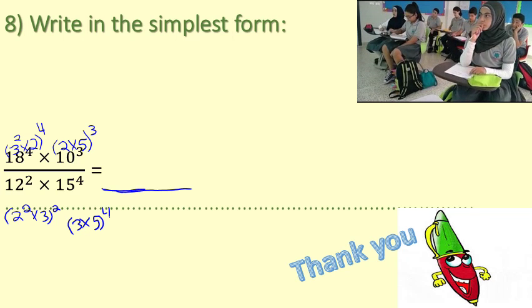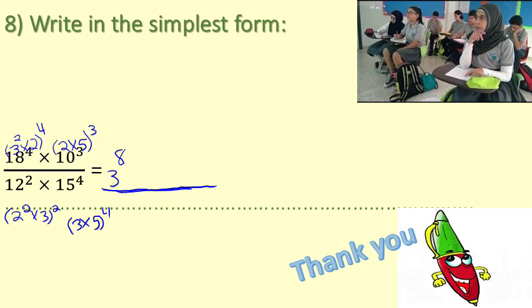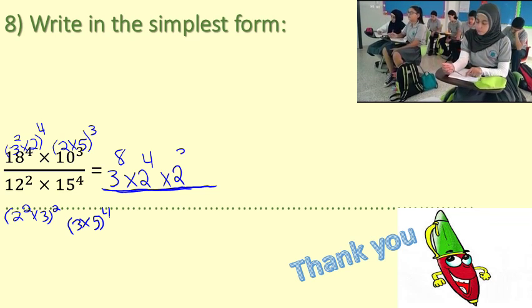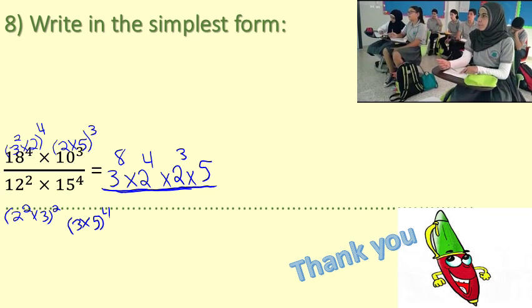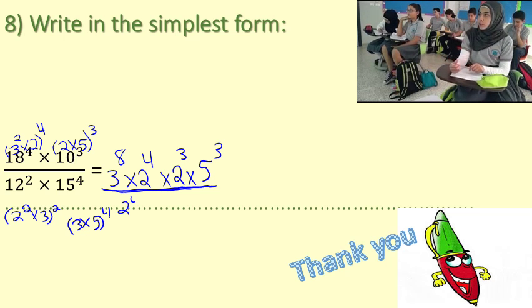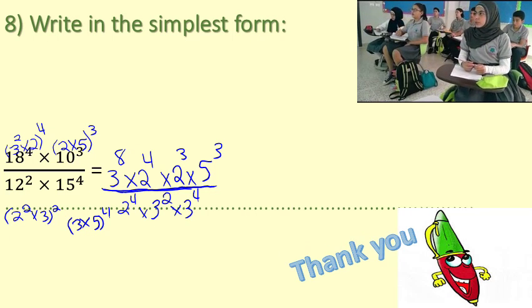Now let's write these in one fraction, okay? Up we have 3 squared to the power 4, which is 3 to the power 8, times 2 to the power 4, times 2 to the power 3, times 5 to the power 3. With us, Muhammad? Are you with us? Yes. Down, we write 2 to the power 4 times 3 to the power 2 times 3 to the power 4, times 5 to the power 4.